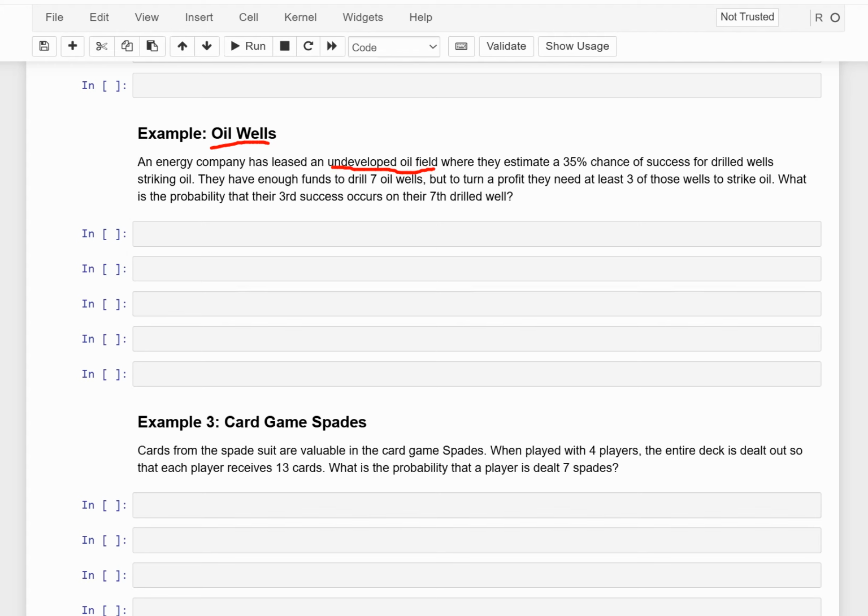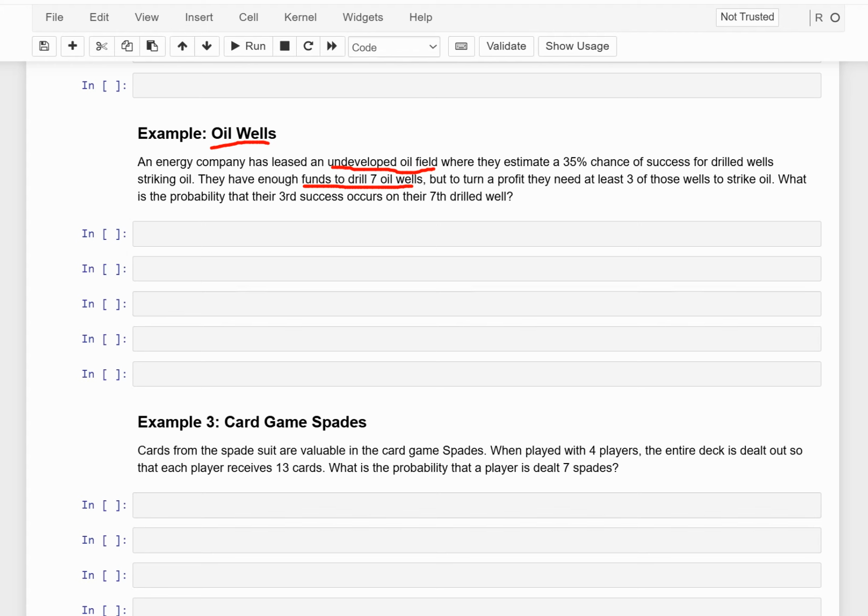company buys an undeveloped oil field. Now they've done their assays and they think there's oil there to be gotten. But there's still a chance of success and a chance of failure for each of the wells that they drill. So they know there's oil around here somewhere, but it's hit or miss whether or not they actually get the wells to work out. So the company has enough funds that they can drill 7 oil wells and keep them producing long enough to see if they're going to strike oil.